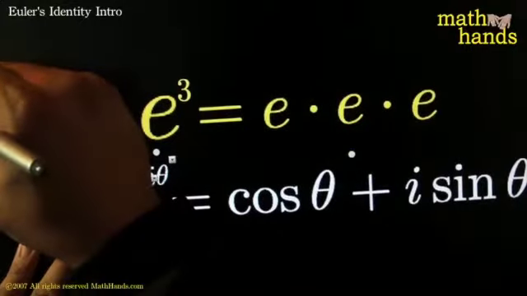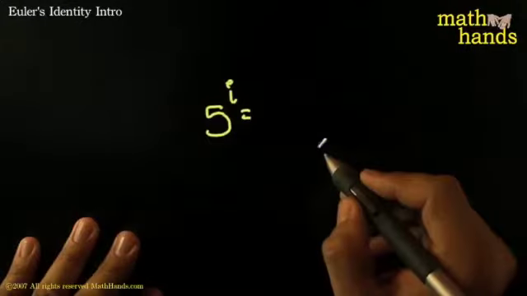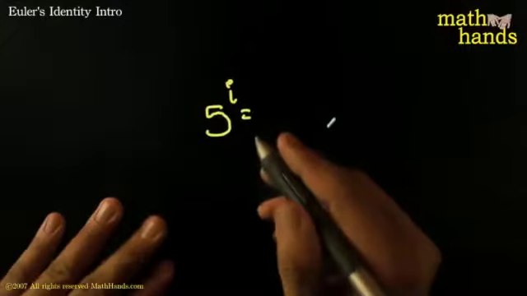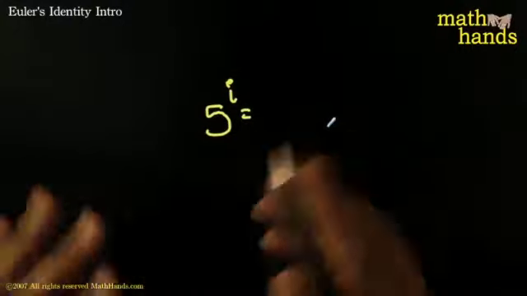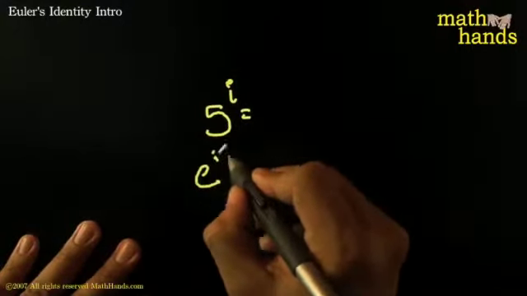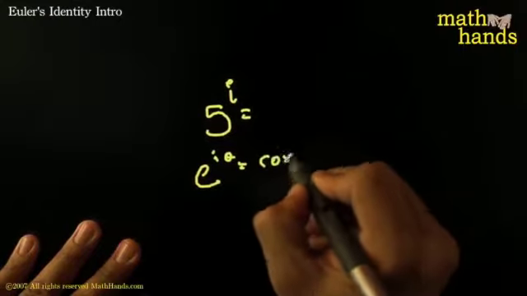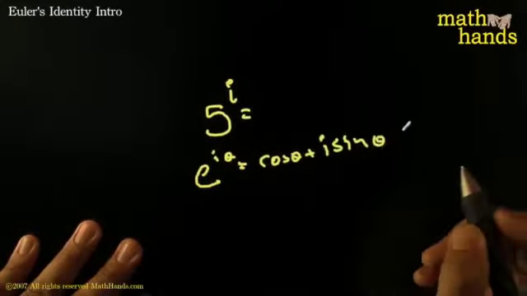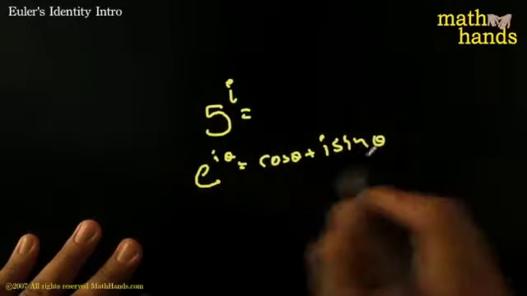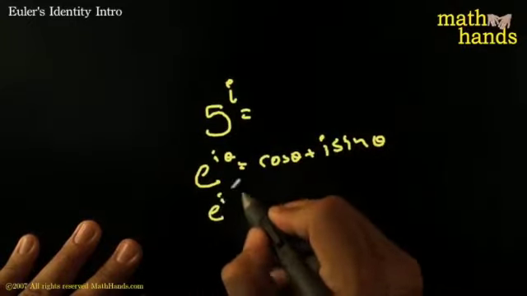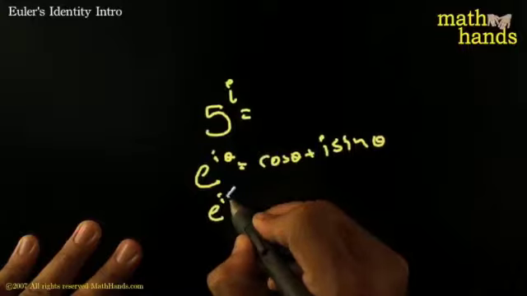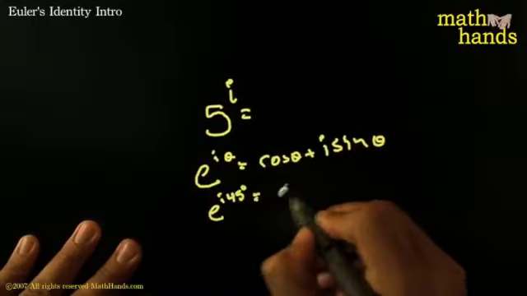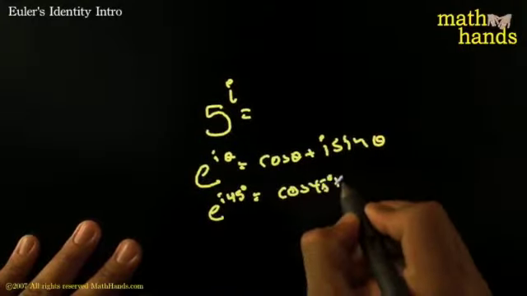I don't know where he got it from, but not only did he do it with i, and not only did he do it with 5, but he did it with e. And he said e to the i theta, for any angle theta, is equal to cosine theta plus i times sine theta. Now this changed the world completely. And it's crazy where he got it from. It's hard to understand sometimes where this stuff comes from.